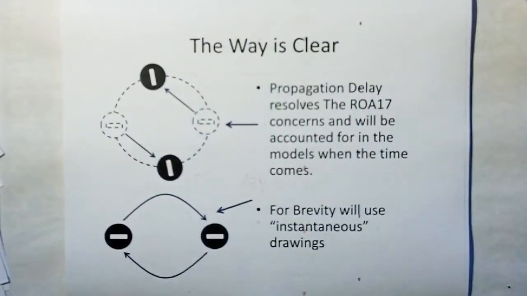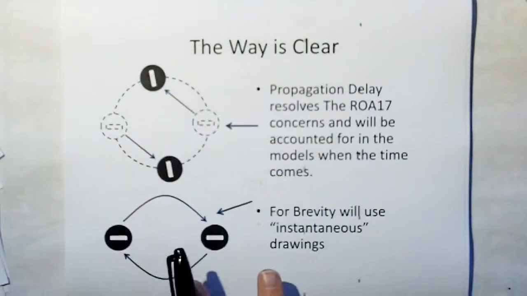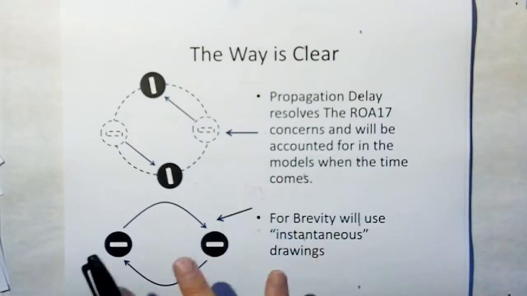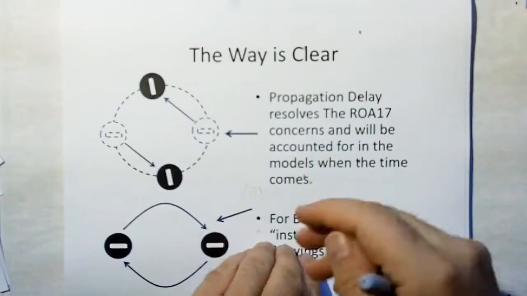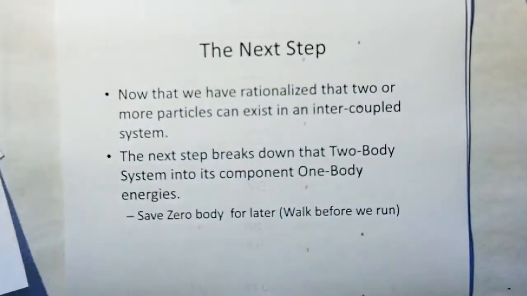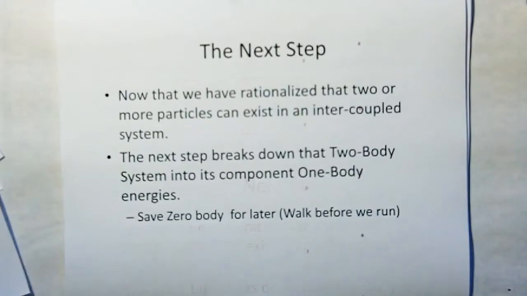And so the way is clear. Propagation delay resolves the rule of accuracy 17 concern and will be accounted for in models when the time comes. For now, we still have a lot we can discern using the instantaneous models, and let's get everything we can out of the instantaneous models before we go on. But at least we know we have a way out when it comes time to deal with problems involving what would be a self-regenerating system.